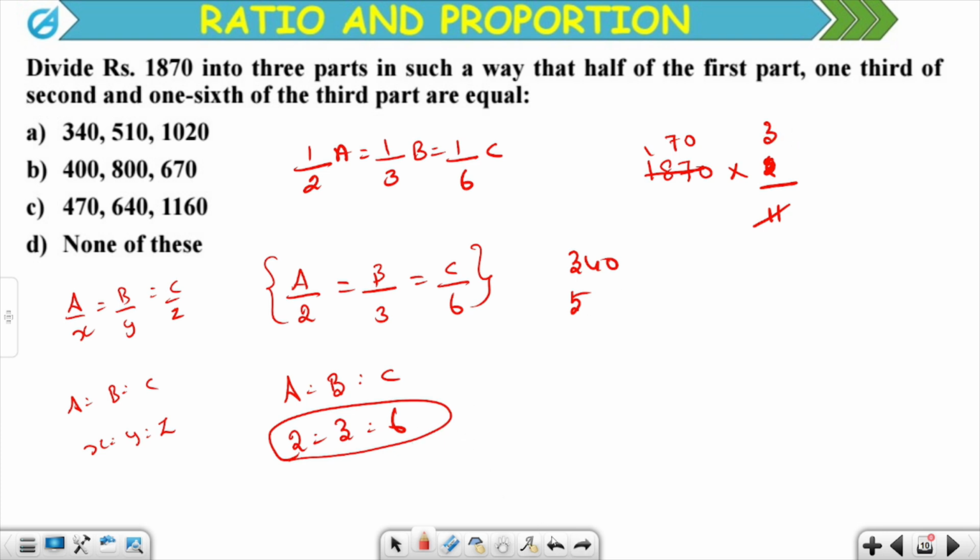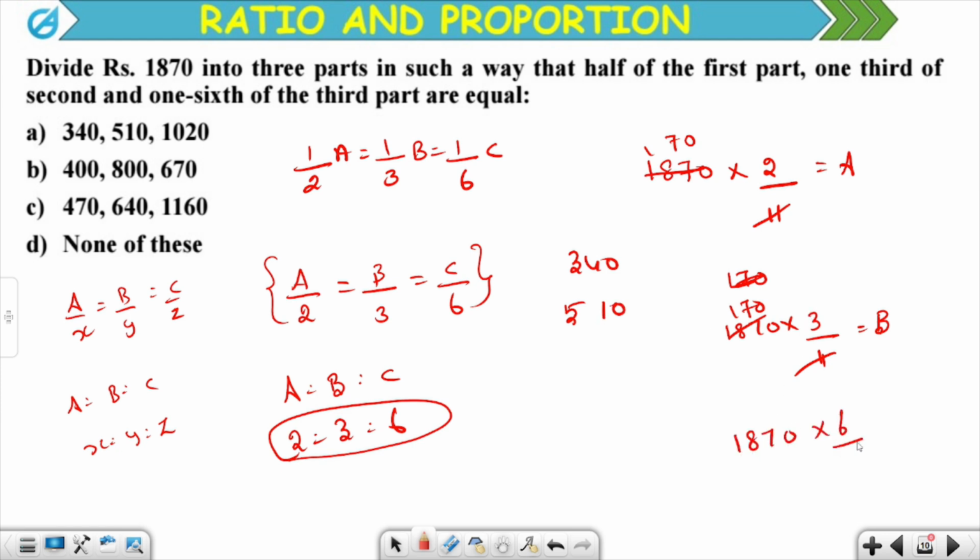Okay, see this is how to find the value of A. So 1870 into 2 by 11. Anyhow, it is like 170, right? So instead of 2, we are going to multiply by 3. We will be getting value of B. So 170 into 3 is nothing but 510. So similarly, 1870 into 6 by 11 is equal to C. Okay, again 170 into 6 is nothing but 1020. The answer for the given question is 340, 510 and 1020.